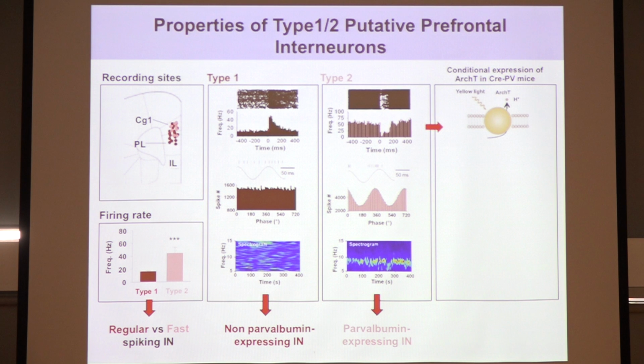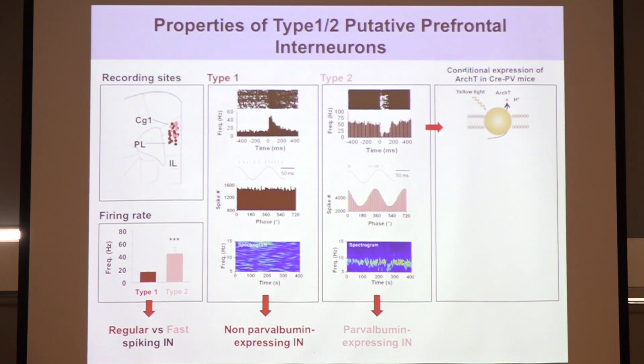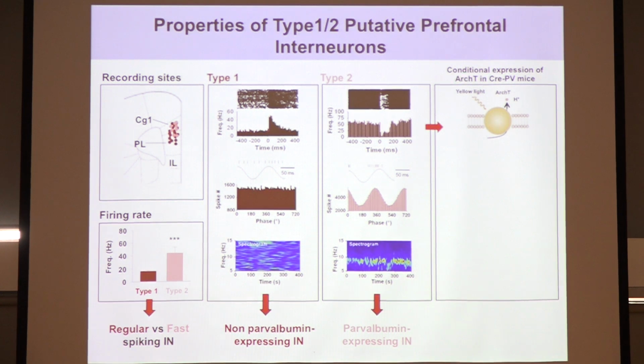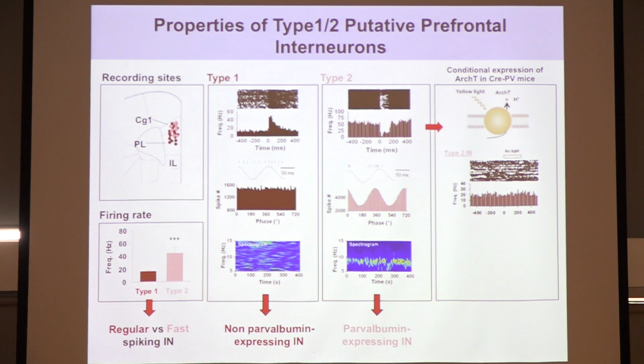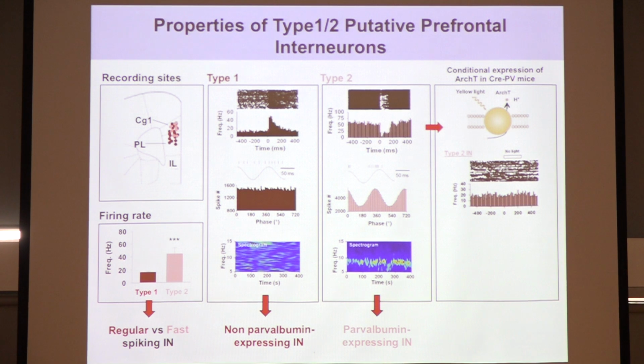So we used mice that express the Cre recombinase under the control of a parvalbumin promoter, the PV-Cre mice, in which we perform a conditional expression of archaerhodopsin. So we injected the Cre-dependent virus in the prefrontal cortex to label with archaerhodopsin only the PV interneurons. I won't go into the detail of optogenetics because Alex provided a clear description this morning about how it works. I will just discuss what we observe.